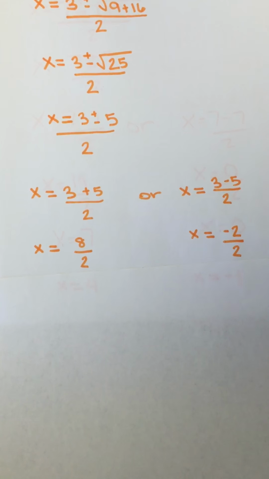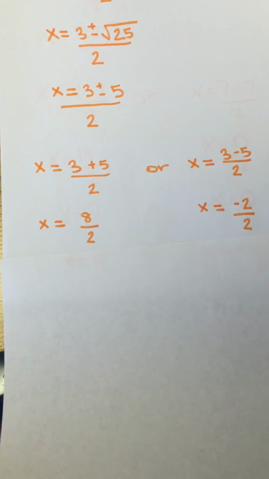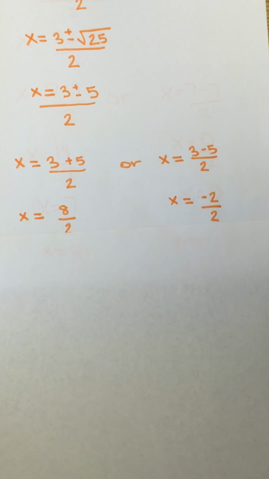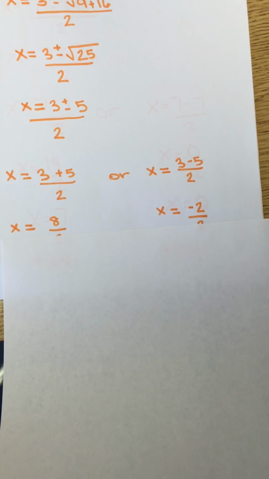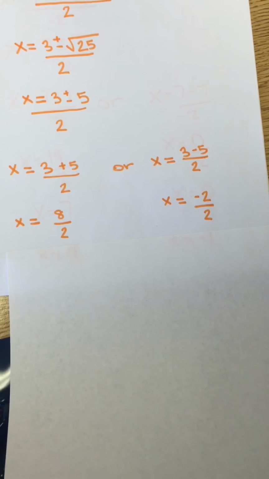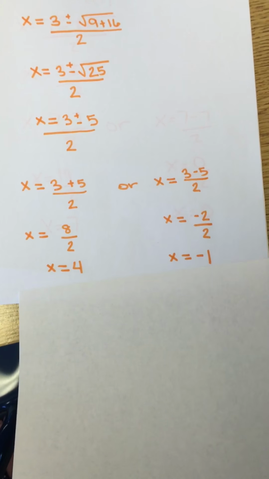For x equals 3 plus 5 divided by 2, you should get x equals 8 divided by 2, which, when you reduce it, should be 4. For x equals 3 minus 5 divided by 2, you should get an answer of x equals negative 2 divided by 2. When you reduce that, you should get an answer of x equals negative 1.